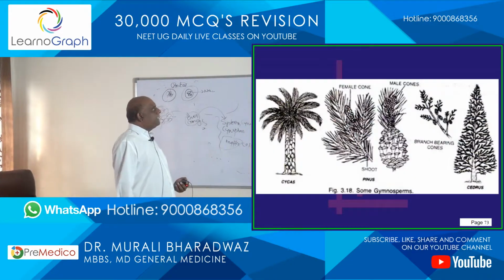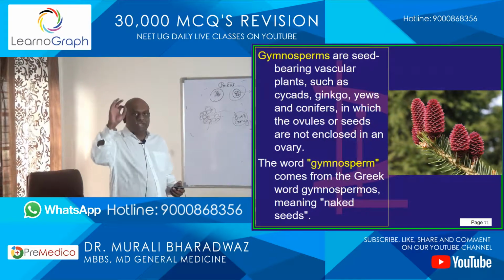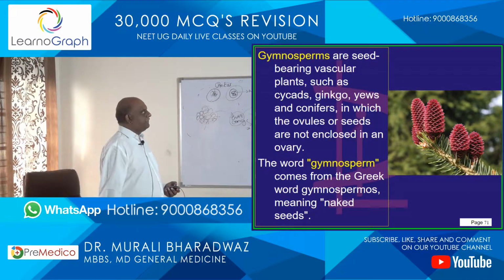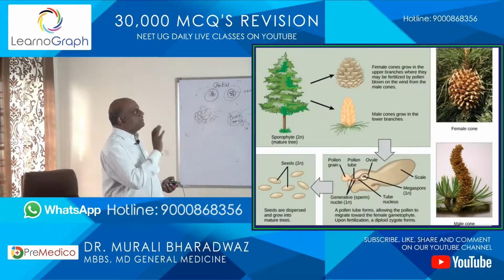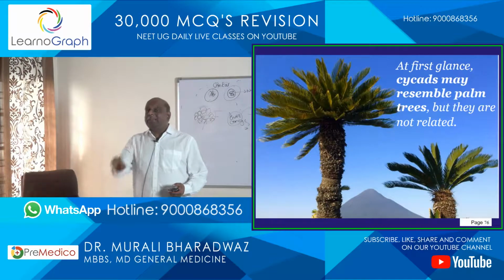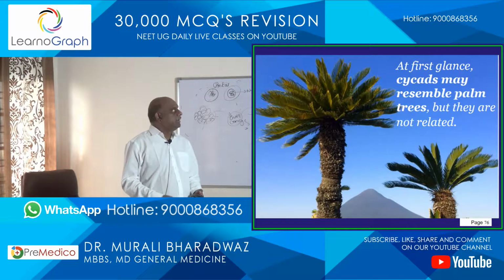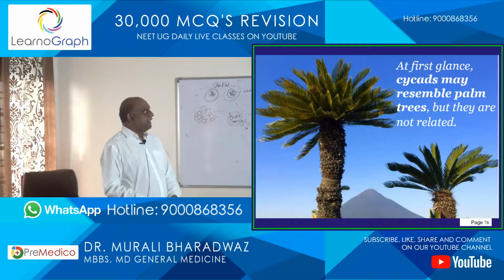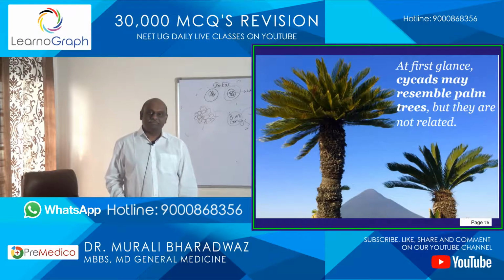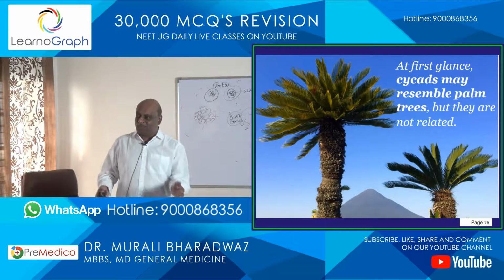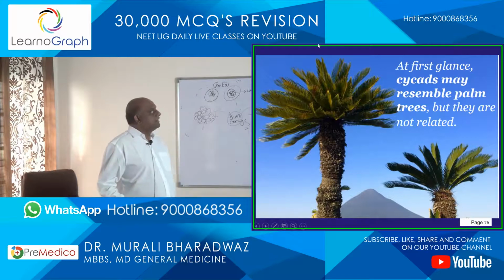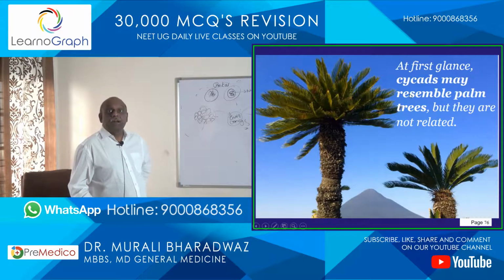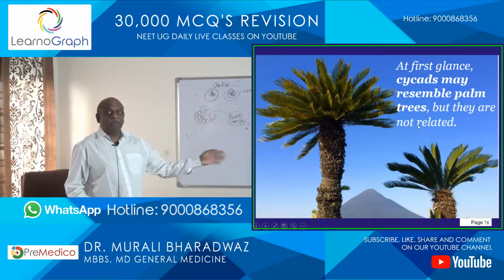Now gymnosperm के अंदर क्या क्या है और एक बार बोलो. Cycads, ginkgo, yews, conifers. They all belong to the gymnosperms. अगर आप साइकड को देखें तो फर्स्ट लुक में इट लुक्स लाइक ए पाम ट्री. अगर आप सऊदी अरेबिया गए या दुबई गए, डेजर्ट पे गए, तो आपको पाम ट्रीज दिखता ना. एग्जैक्टली इट लुक्स लाइक पाम ट्री, बट इट इज नॉट पाम ट्री, नॉट रिलेटेड टू पाम ट्री, इज व्हाट यू शुड रिमेंबर.